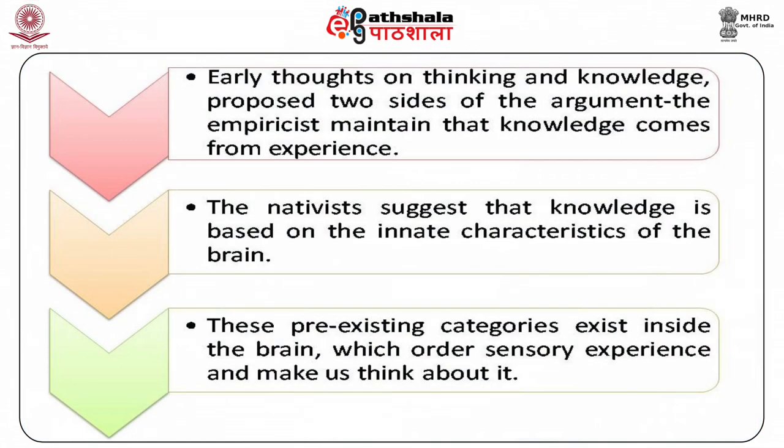Early thought on thinking and knowledge proposed two sides of the argument. The empiricists maintain that knowledge comes from experience. The nativists suggest that knowledge is based on the innate characteristics of the brain. These pre-existing categories exist inside the brain, which order sensory experience and make us think about it.